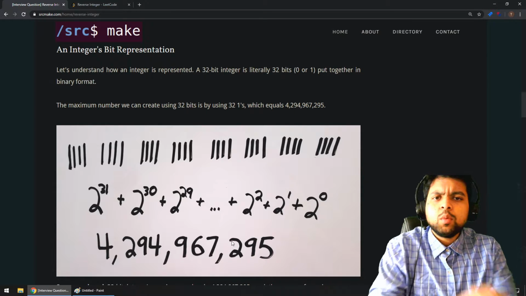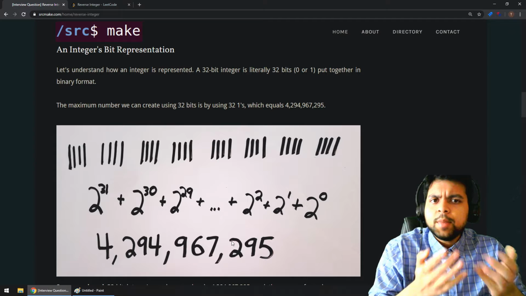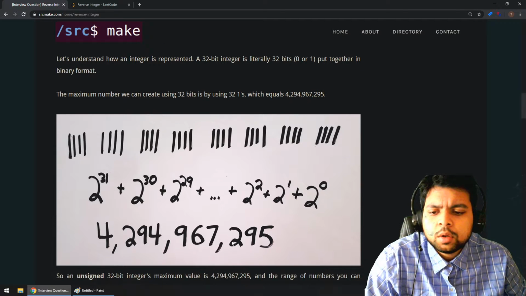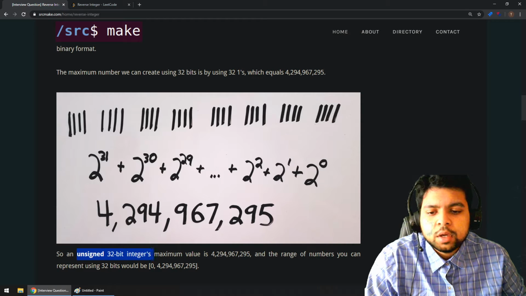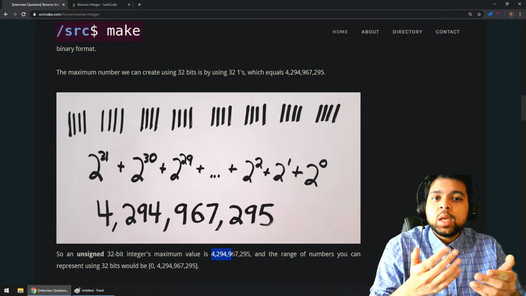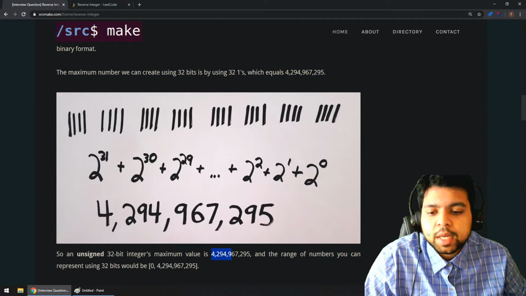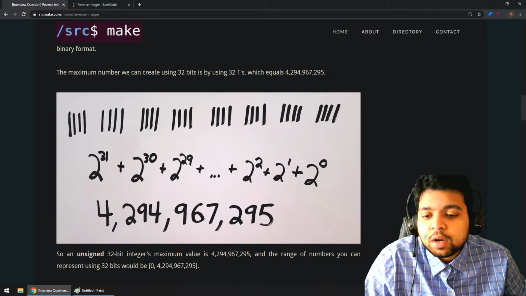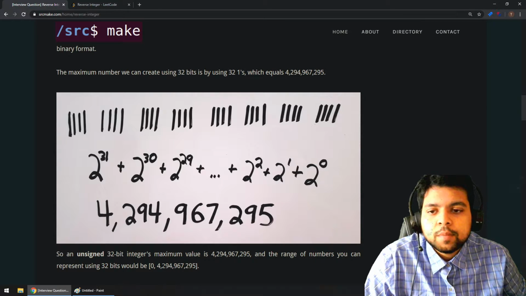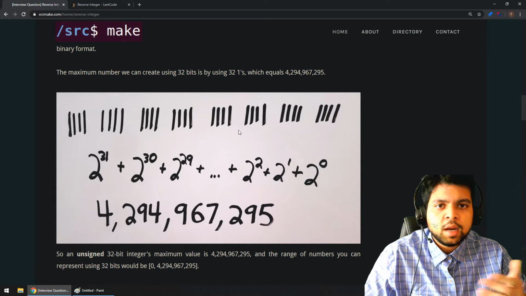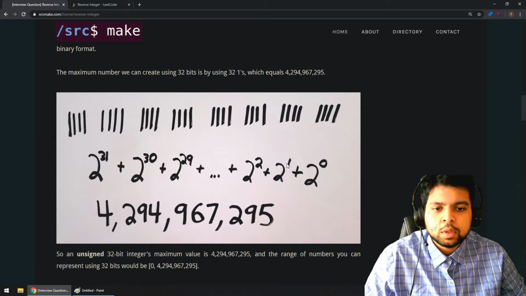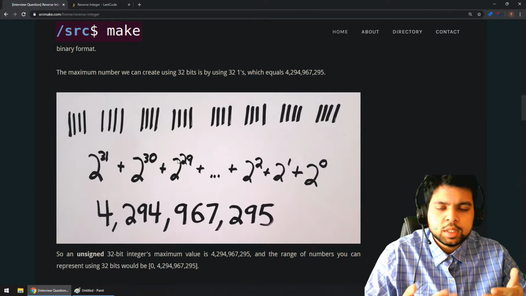That's if every single one of those 32 bits was a 1. That's the maximum number we can get. So for an unsigned 32-bit integer, the maximum value is 4.2 billion. And so the range of numbers that we can represent using these 32 bits would be from 0 to 4.2 billion. For it to be 0, all of these 32 bits would be 0, and none of these would get added, and so we would just have 0.